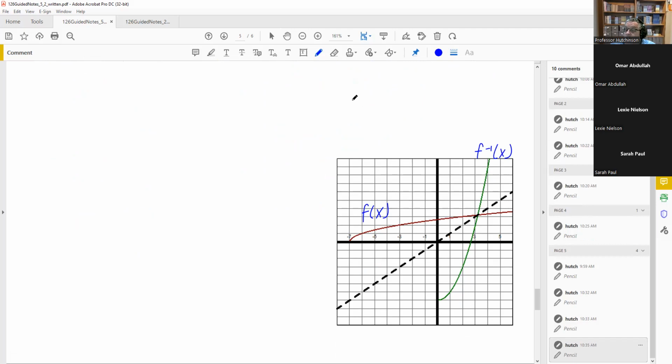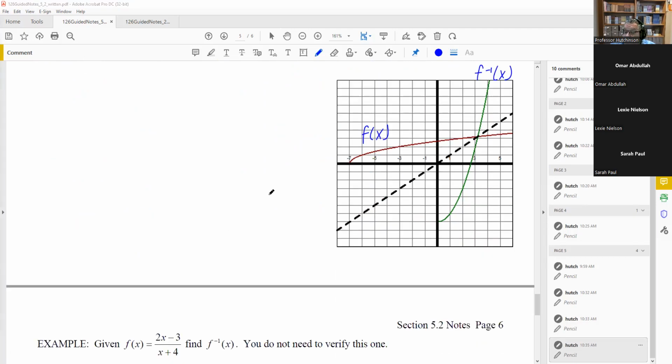So that's why domain and range is very important when you're talking about these inverses, and that's why there are a lot of homework questions that will ask you for domain and range. As you go through and do these, there will be some questions where it's going to ask you for that.